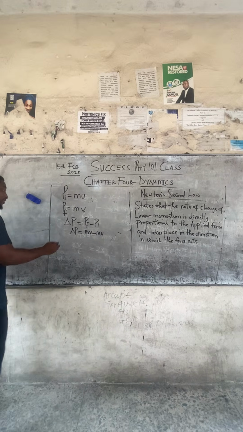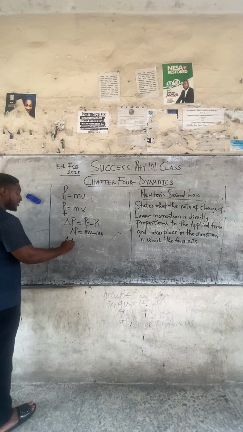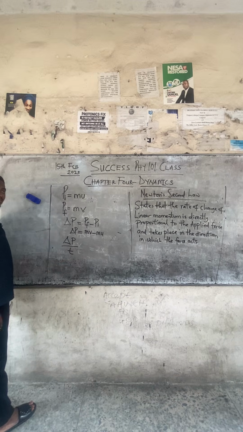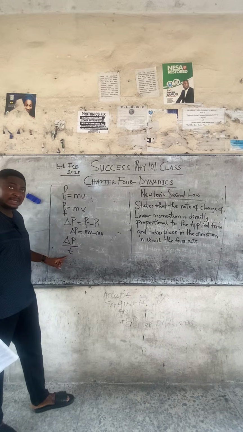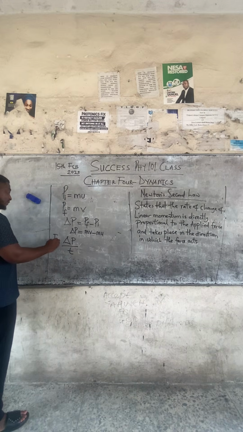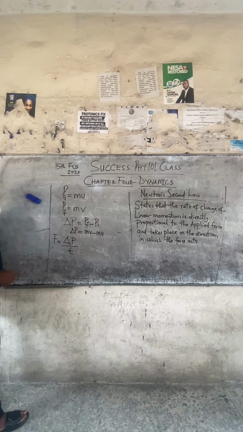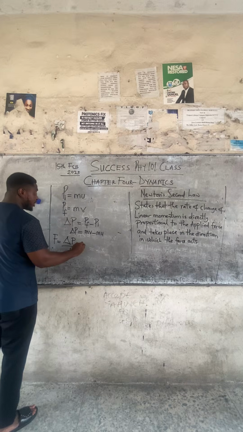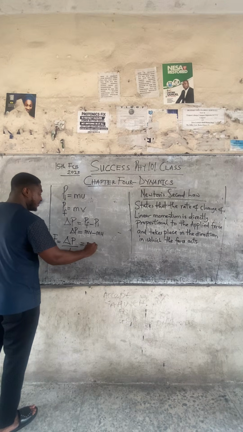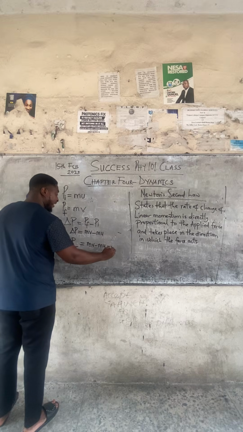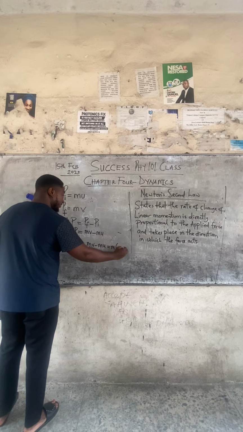And we are told that the rate of change, rate means time. So the rate of change of momentum means change of momentum all over time. That is, rate of change of linear momentum is equal to the force. It means that force F equals change in momentum all over time. And change in momentum is what? mv minus mu.